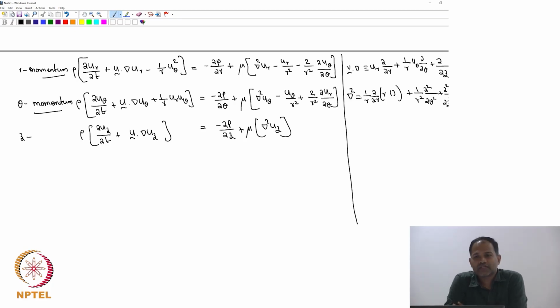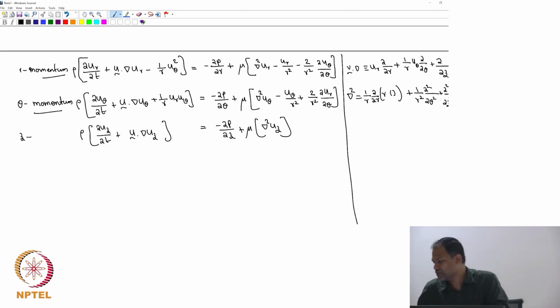All right, so that is how the momentum conservation equations look in the cylindrical coordinate system. And what is the best way to start? We can start by looking at the r momentum equation and the theta momentum equation and throw away all the unnecessary terms. So what is left out in the first equation? Can you tell?